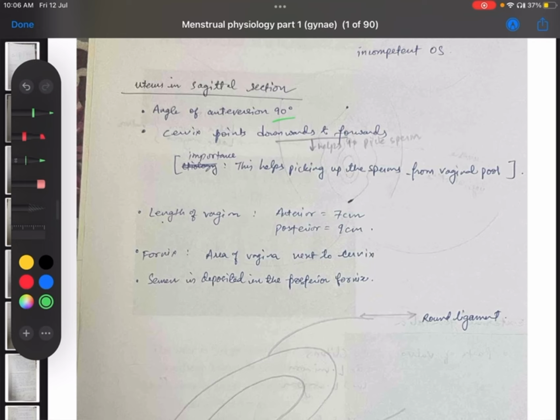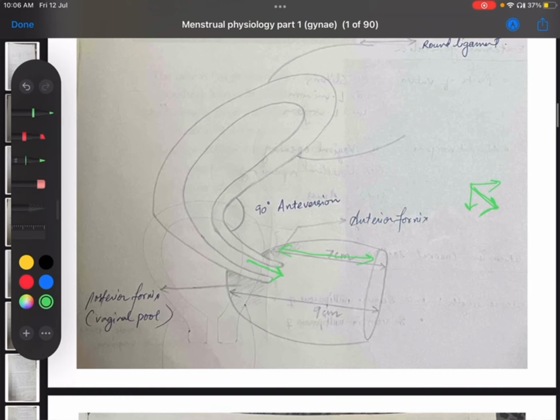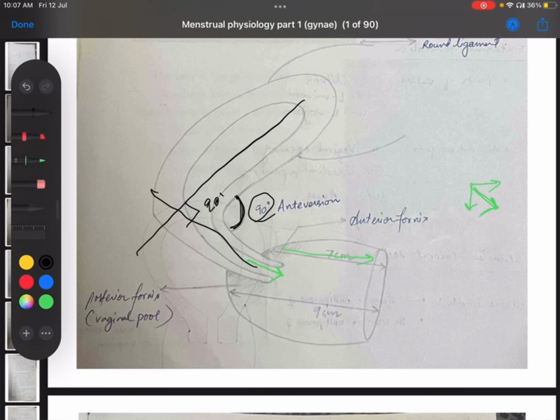The length of the vagina is anteriorly 7 centimeter and posteriorly 9 centimeter. This is the anterior length, which is 7 centimeter, and this is the posterior length, which is 9 centimeter. So 7 centimeter and 9 centimeter. This angle is called the anteversion, which is 90 degrees. This particular angle is 90 degrees.